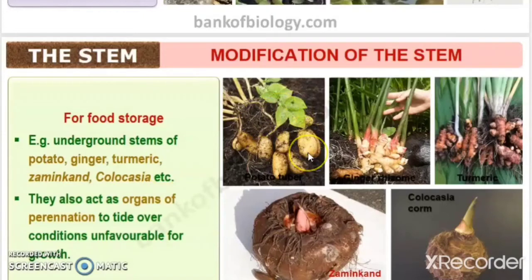So we know that the root is the portion which is seen inside the soil, but there are few stems which will grow underground. So these underground stems are nothing but what we eat as potato, then ginger, turmeric. So these are all underground stem portion. Along with that, we have other two plants which is called as zamindkand and the colocasia.